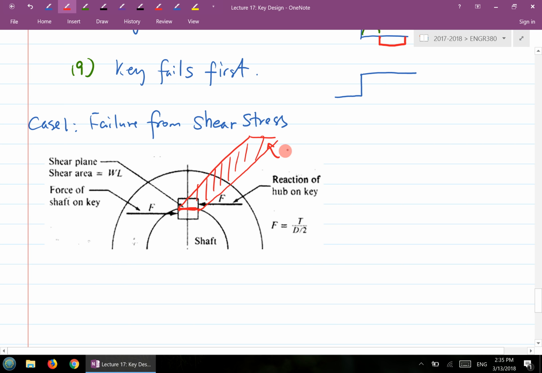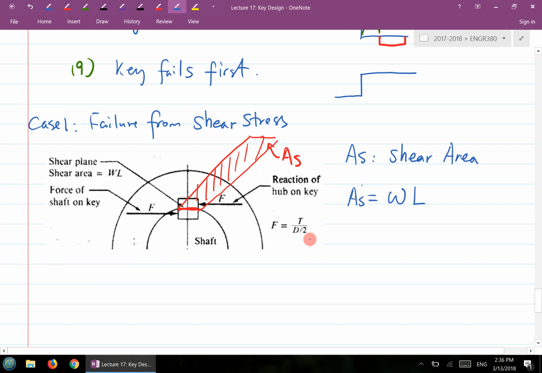So let's call this area of the cross section AS. That's the area of the cross section, and AS is defined as the shear area. It's like you have a force pressing this way and a force pressing this way. That's a direct shear, essentially. What's on that surface? You have a direct shear right here. And the shear area equals the width of the key times the length of the key, so that's W times L.